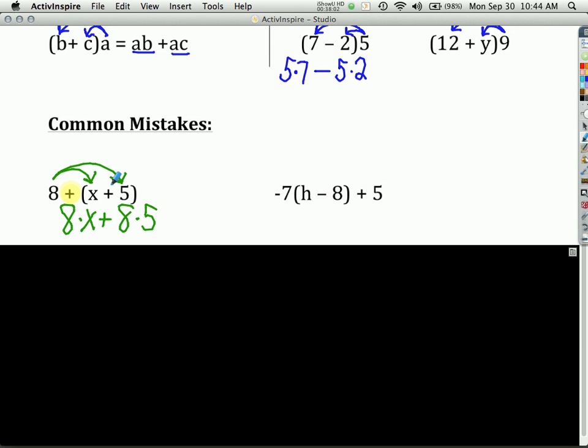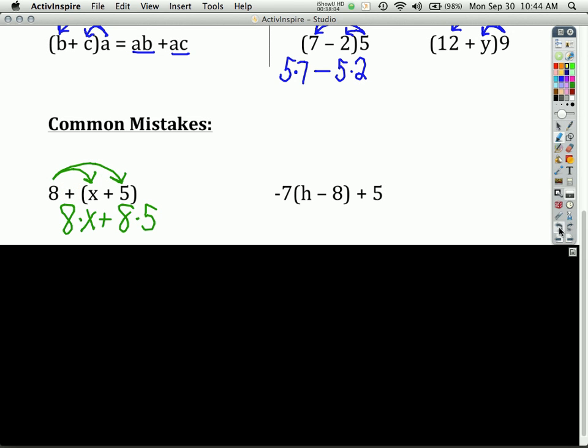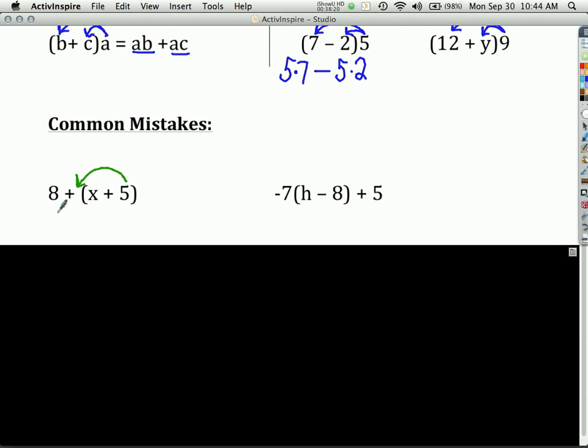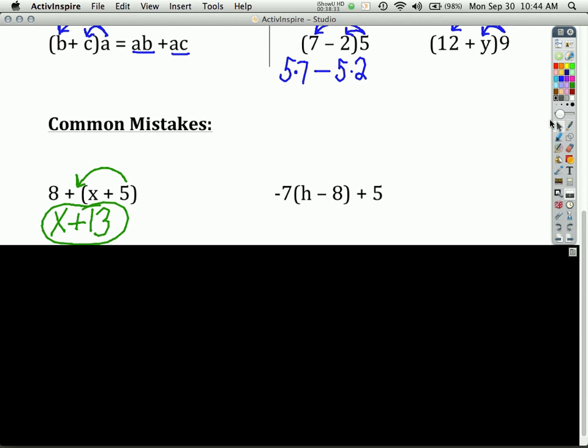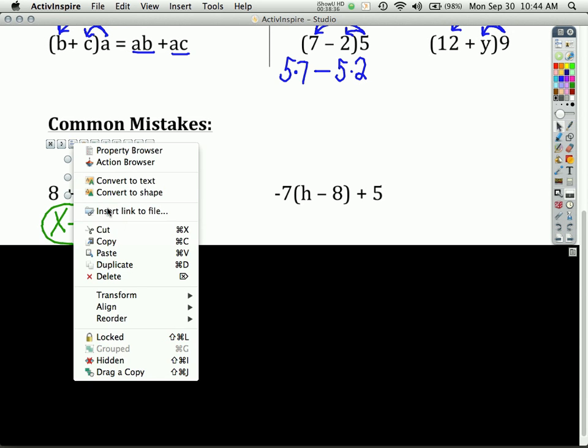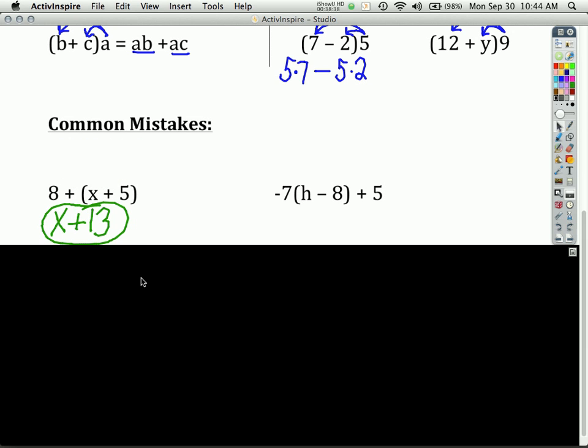Now, you were taught something else. You were taught something last time that you can do. It's really just 8 plus x plus 5. So you can do 8 plus 5. Right? You learned that you could commute this over to there and make it 8 plus 5. And so this is really x plus 13. So you're allowed to do that. Any questions about that common mistake?